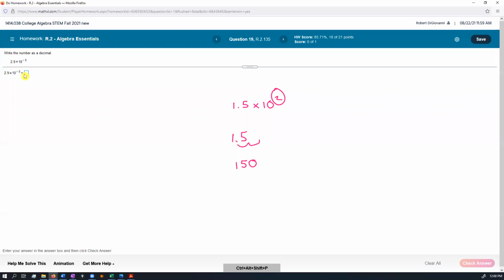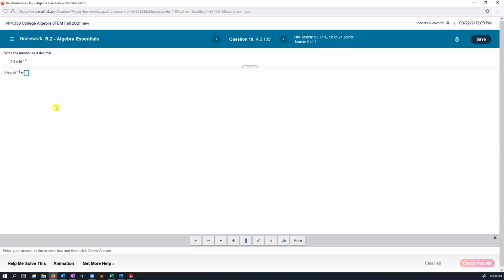Another one, okay. I'm gonna go a little faster here. I have a negative there. And so I'm going to move the decimal point 5 places to the left. So 5 places to the left should make 4 zeros appear to the left of the 2. 2, 3, 4, then the 2, 9.